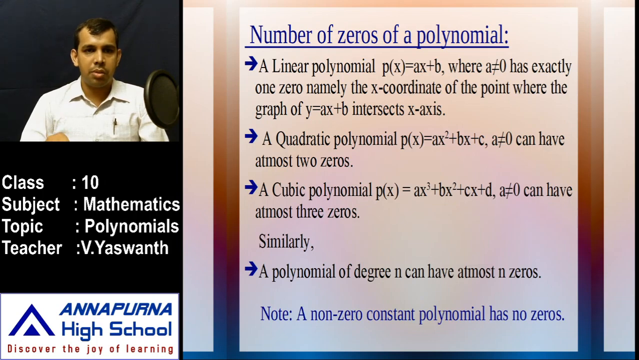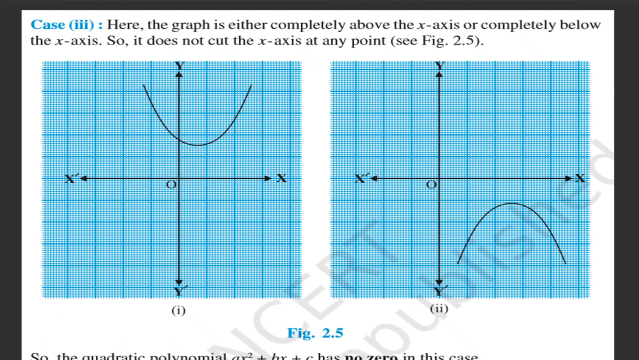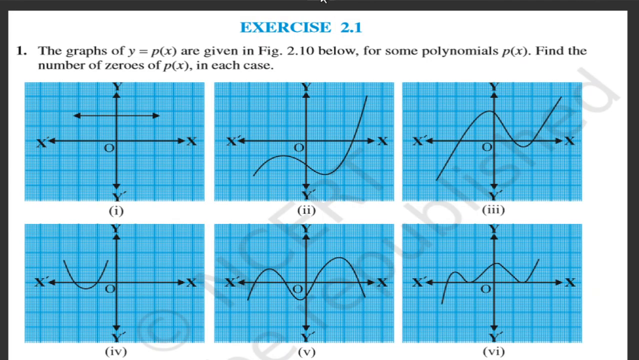Based on this concept, here we have one exercise. Let us complete that. See, exercise 2.1. The graphs of y is equal to p of x are given in figure 2.10 below for some polynomials p of x. Find the number of zeros of p of x in each case. Let us see the first figure. What is the graph of the first figure? It is a straight line, but it does not intersect the x-axis. That means it has how many zeros? Yeah, no zeros. That means it has 0 zeros.